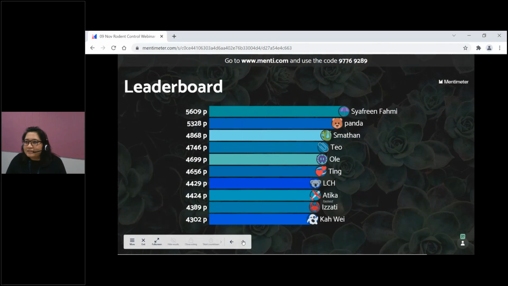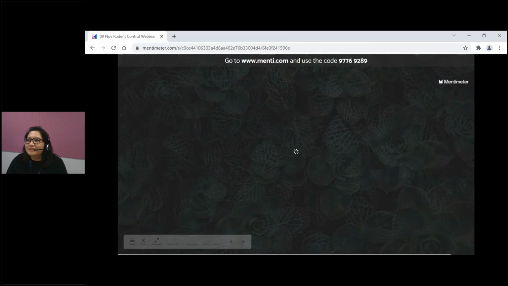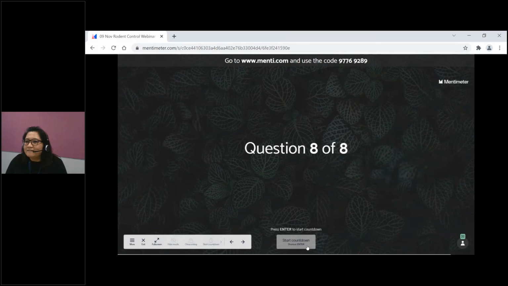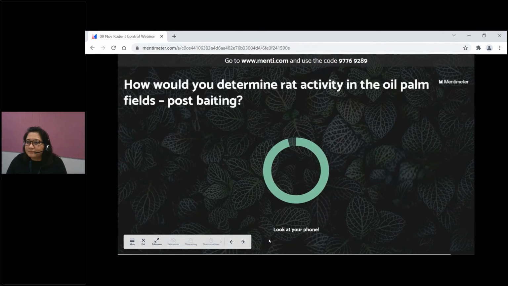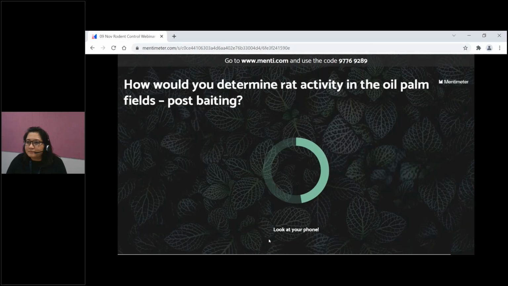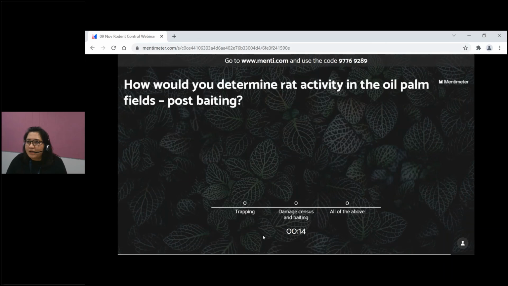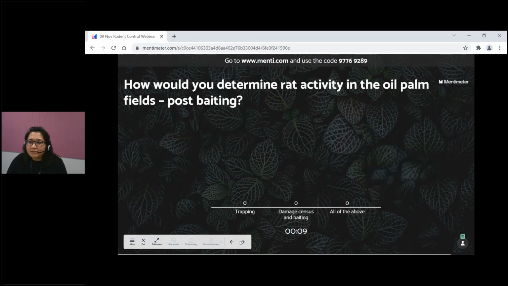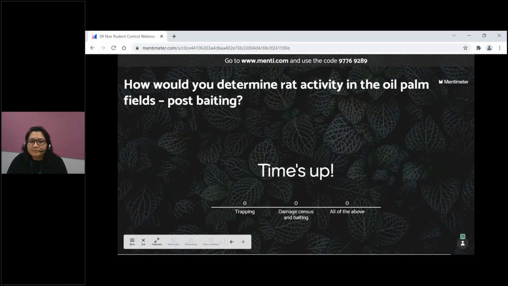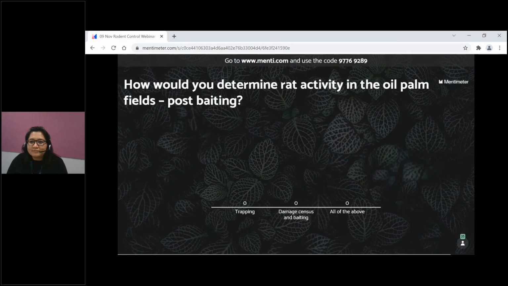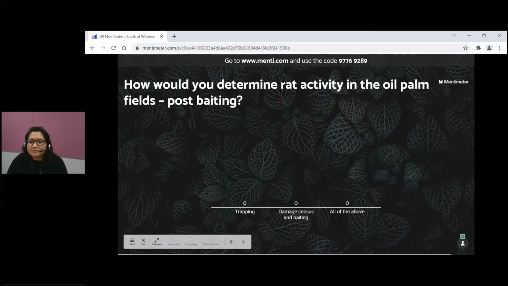Okay, last question. How would you determine rat activity in the oil palm fields post-baiting? Trapping, damage sensors and baiting, or all of the above? It's actually all of the above.